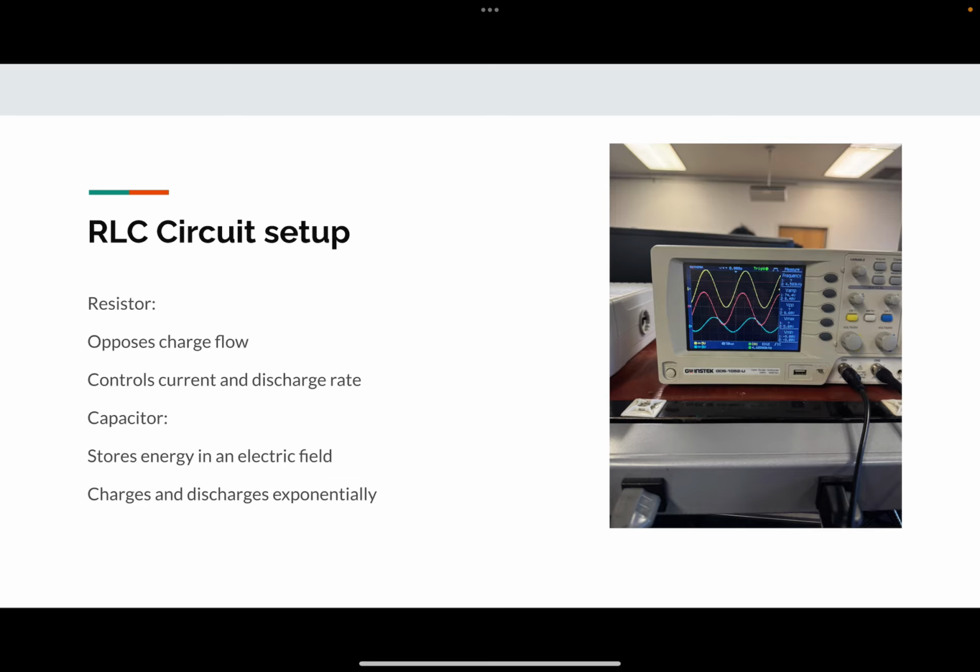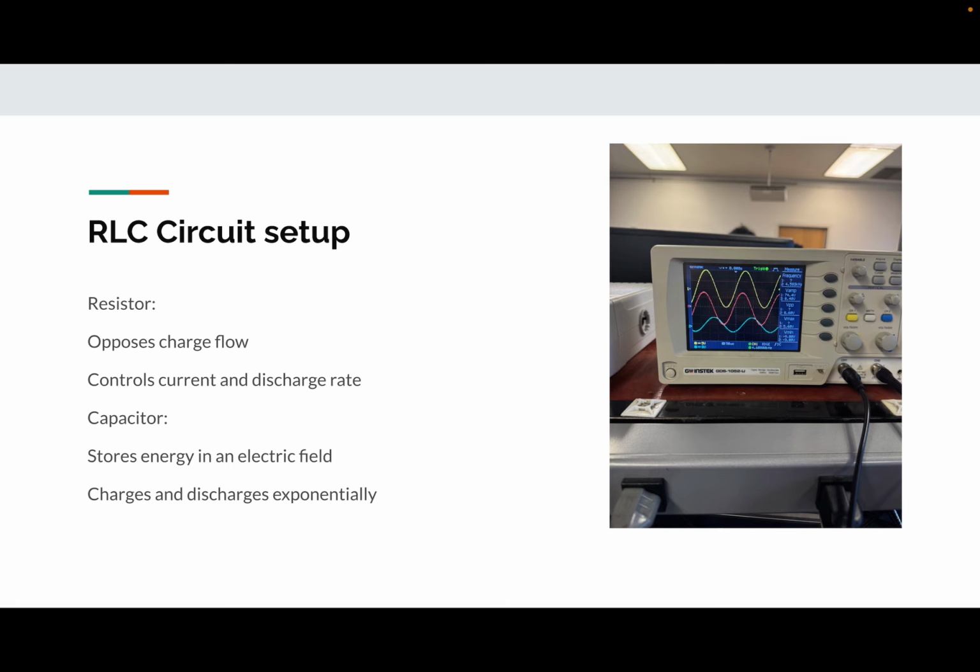Here's a circuit setup I did actually at San Jose State, a school I currently attend. You can see the different graphs of the resistor, inductor, and capacitor. Unfortunately, I couldn't get a picture of the actual resistor, inductor, and capacitor itself. This is just the oscilloscope that shows it. It's a great tool for students or researchers for understanding the electrical signals.